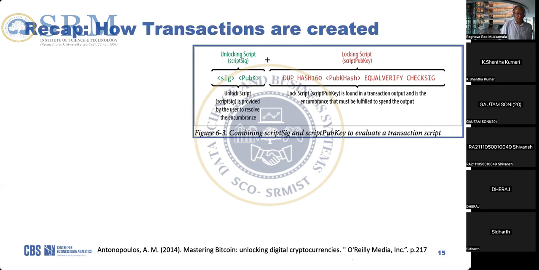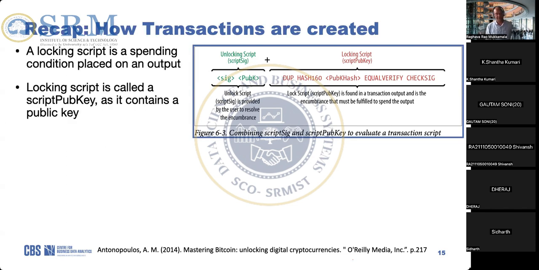Let me just recap what we have discussed about the transactions. Last week we discussed in detail about the transactions, how they are verified. So we have two types of things, locking script and unlocking script. A locking script is nothing but putting conditions on the spending, right? So putting constraints on the spending, like who could use these coins. And the unlocking script, we call it the script signature.